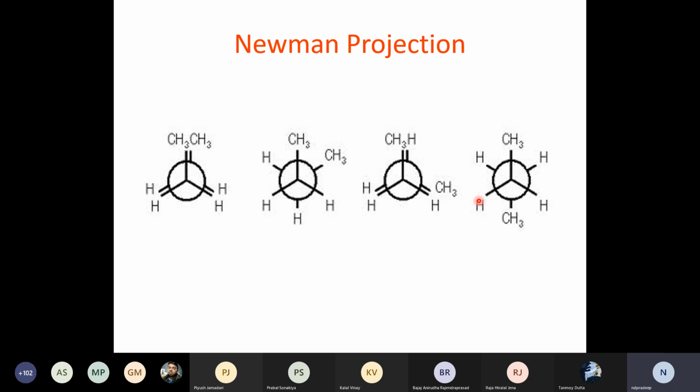What are these forms called? Any idea? Fully eclipsed. Come on. So what is the first form called? Fully eclipsed. Yes, it is the fully eclipsed form. Very good. What is this form called? Staggered. Now we have these two forms. What is this form called? Gauche. And this one? Partially eclipsed.